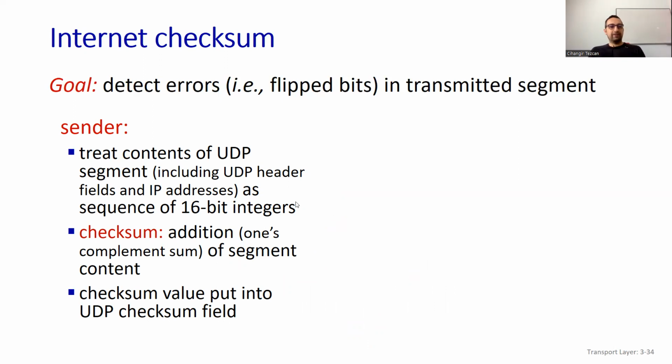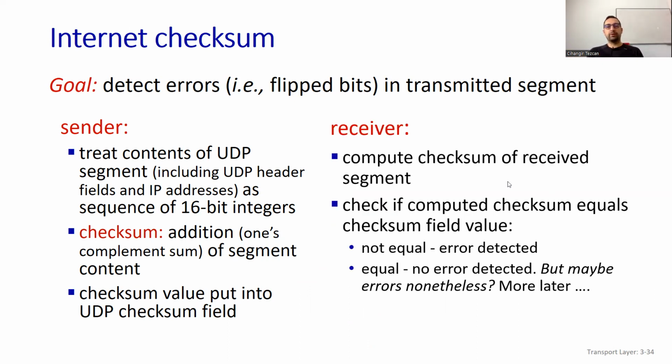The sender treats the contents of the UDP segment, including UDP header fields and IP addresses, as a sequence of 16-bit integers. Checksum: addition, the one's complement sum of the segment content. This means that you add all of these 16-bit values, then complement the result. Complement means that instead of 0 you write 1, instead of 1 you write 0. The checksum value is put into the UDP checksum field at the end. The receiver computes the checksum of the received segment and checks if the computed checksum equals the checksum field value. Not equal, error detected. Equal, no error detected, but maybe an error nonetheless, right?